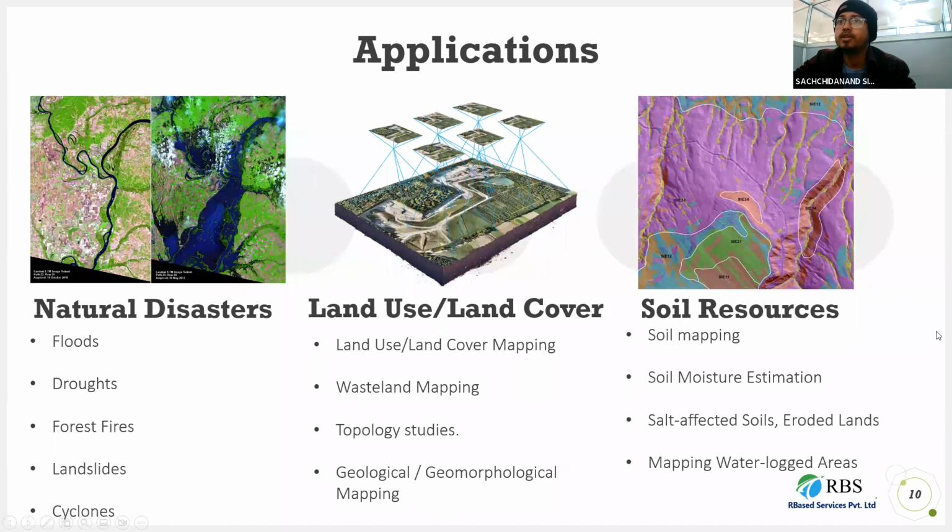Then one application is in the field of soil resources, like how do you map the soil कि वहाँ पे sandy soil है in your area, whether it is black cotton soil, sandy soil, loamy soil, clay type of soil. उस तरह की soil mapping की study होती है.